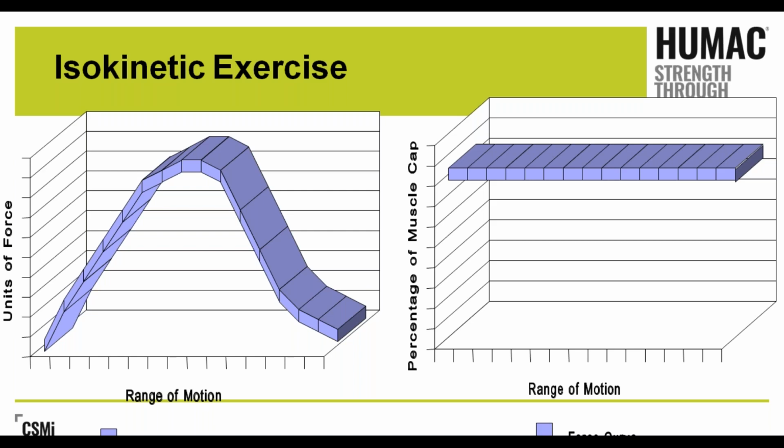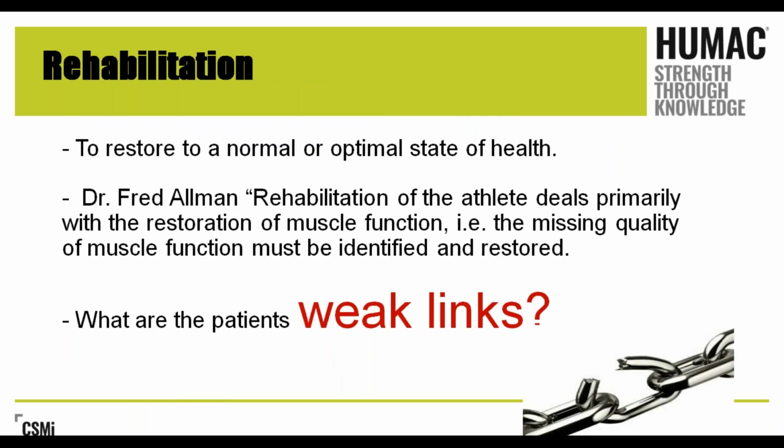So getting back to rehab, because this is what's important to us. Our job as rehab professionals is to restore to a normal, optimal state of health. And again, Dr. Allman was one of the first sports medicine specialists who really talked about rehab of the athlete dealing primarily with the restoration of muscle function. And that is finding the missing quality of muscle function, identifying and restoring it. So this is what I like to talk about tonight. What are the patient's weak links? What are you finding in your evaluation, treatment, and training programs that you identify as weak links for a lot of our patients?